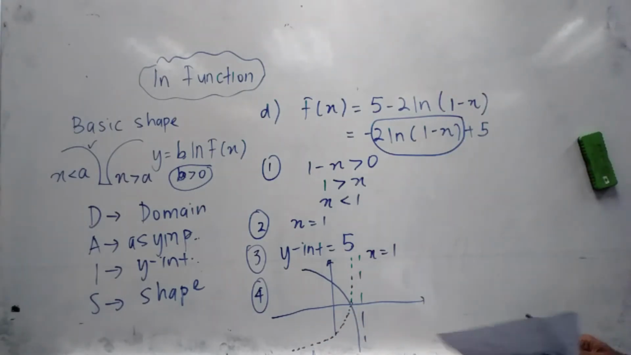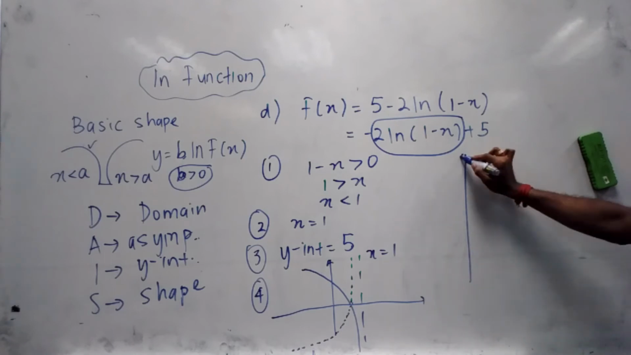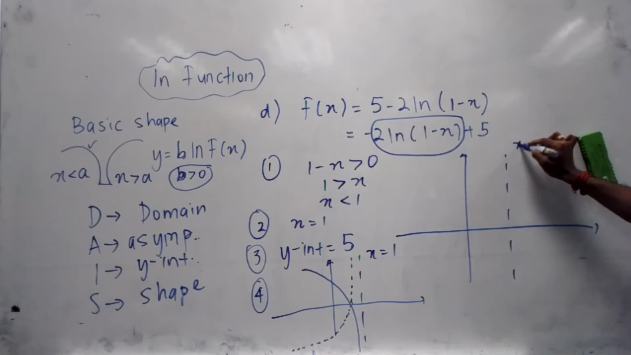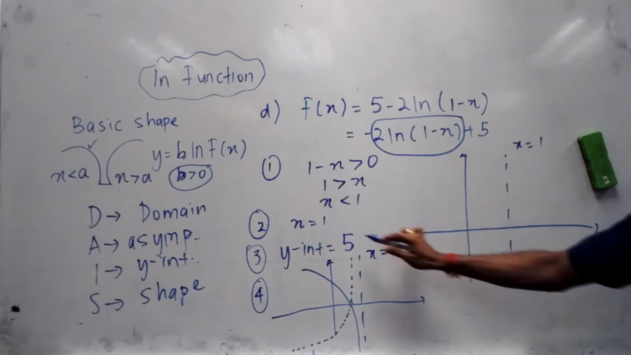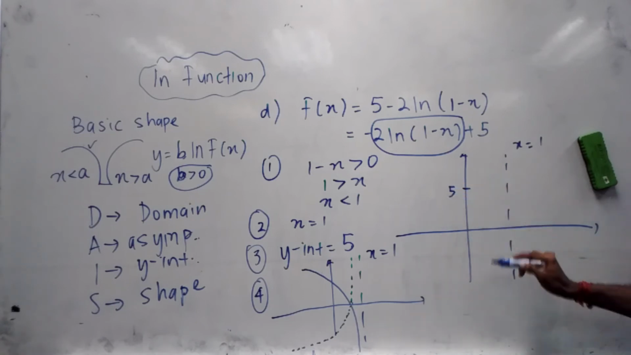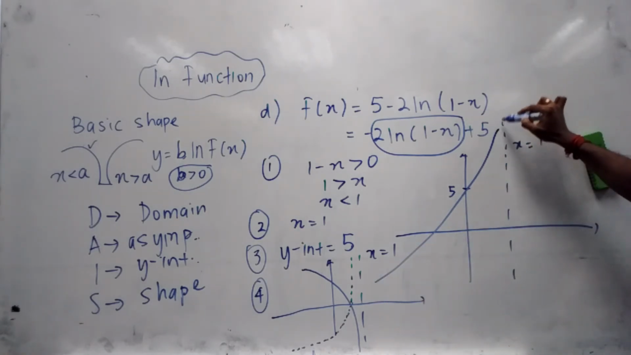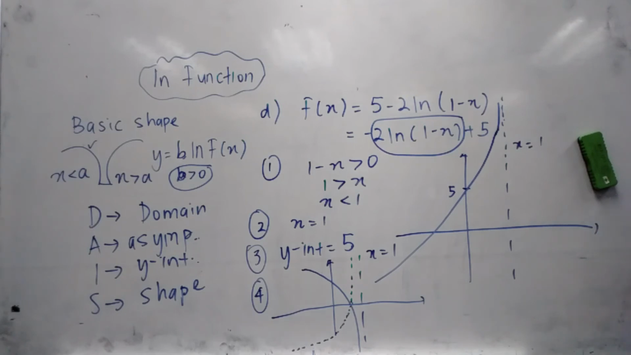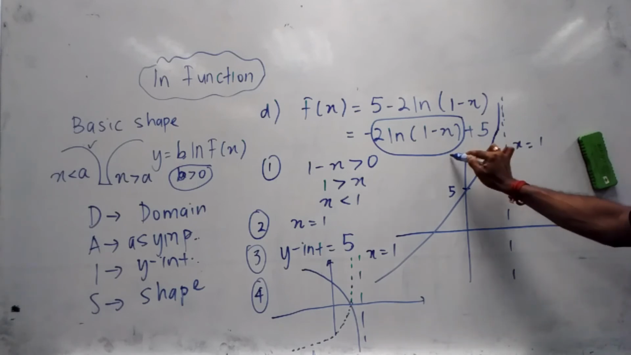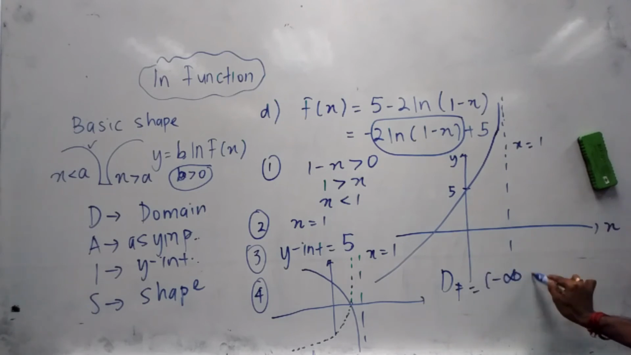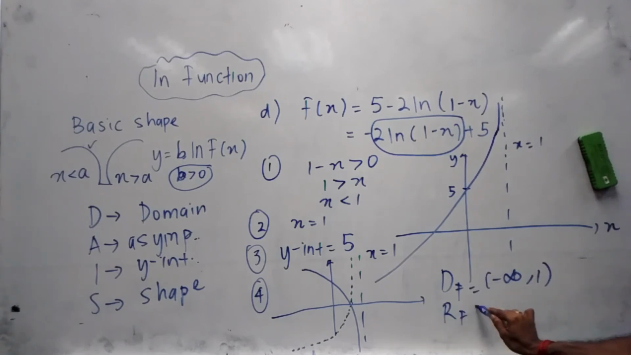We can go and draw our final graph. So this is my x equal to 1 here. I need to cut at y equal to 5. So my graph will be something like this, getting as close as possible to the asymptote. Hope that solved the mystery. Make sure you label everything: x, y, then your domain. Your domain, of course, follows from here: negative infinity to 1. Your range: negative infinity to infinity.